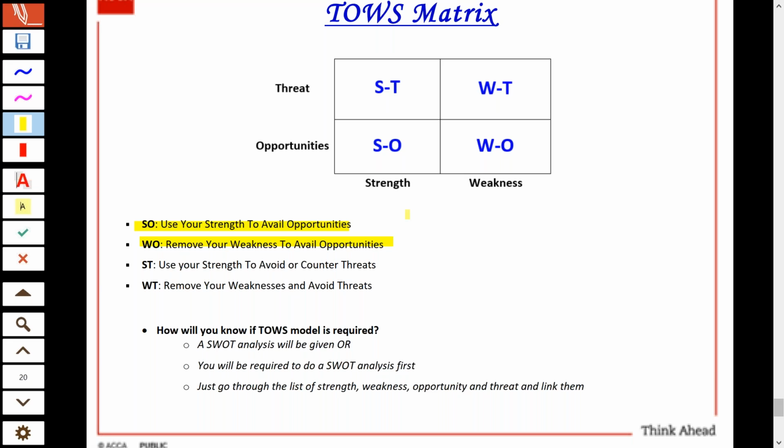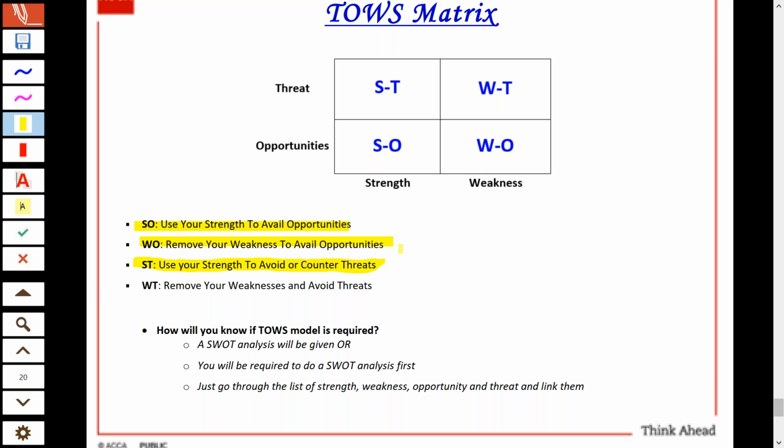So obviously if I've got some weaknesses, I need to fix it, and once I fix it, then I will go for strength. So for example, I'm not good looking, but there are so many girls in the college. I'm very fat and ugly. So first I will go to gym and I will jog, I will eat, and I will become smart and trim, and then I will go with the girls. Okay, remove your weakness to avail opportunities.